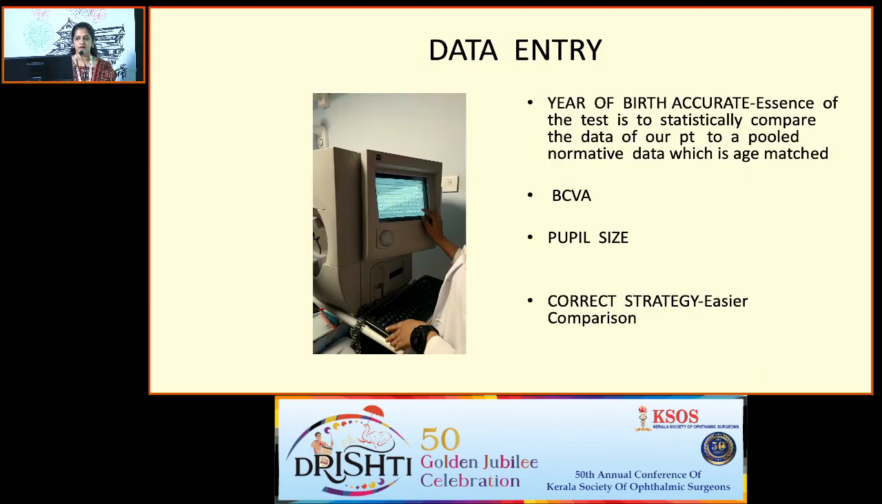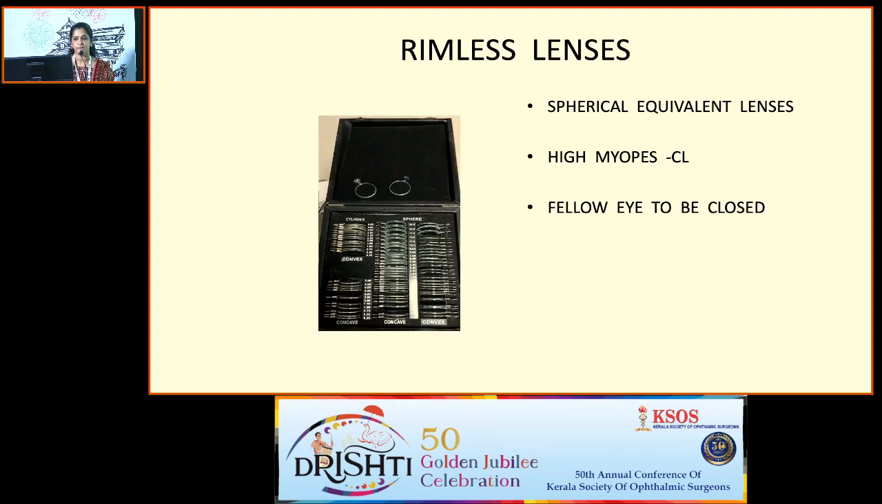Data entry. If not the date of birth, at least the year of birth has to be accurate, as we all know, because the essence of the test is to compare with the normative database. Make sure the best corrected visual acuity is entered properly, and the pupil size, and you choose the correct strategy for the type of patient. Also, repeat the same strategy when you do the test next time.